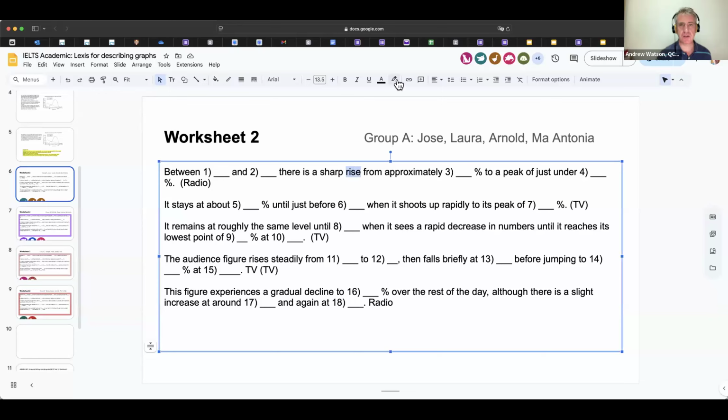This word rise, is this a verb or a noun? A noun. It's a noun, isn't it? Yes. And this word sharp, is this a verb or an adjective? An adjective. It's an adjective. Adjective, isn't it? Yeah.